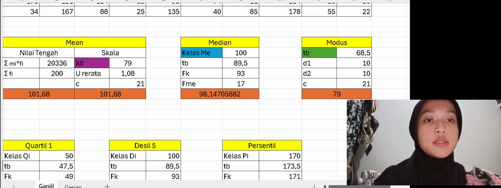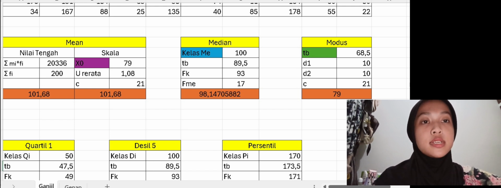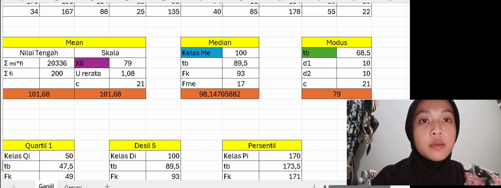Mean or average represents the average value of all data, and calculation results show a mean of approximately 160. Median is the middle value that divides the data into two equal parts, while mode is the value that appears most frequently or the class with the highest frequency.